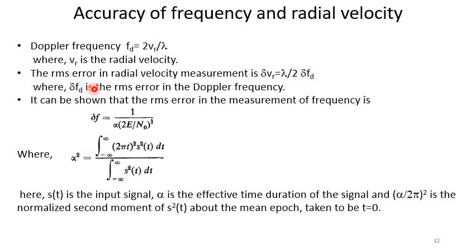But delta FD is the RMS error in Doppler frequency measurement. Now it can be shown that the RMS error in measurement of frequency is delta F equal to 1 by alpha into (2E by N0) whole to the power half, where alpha square is defined as integration (2 pi t) whole square S square t dt divided by integration S square t dt. Here S(t) is the input signal, alpha is the effective time duration of the signal, and (alpha by 2 pi) whole square is the normalized second moment of S square t about the mean epoch, taken to be t equal to 0.